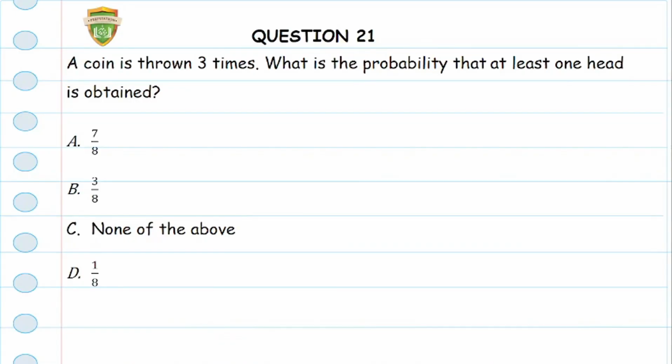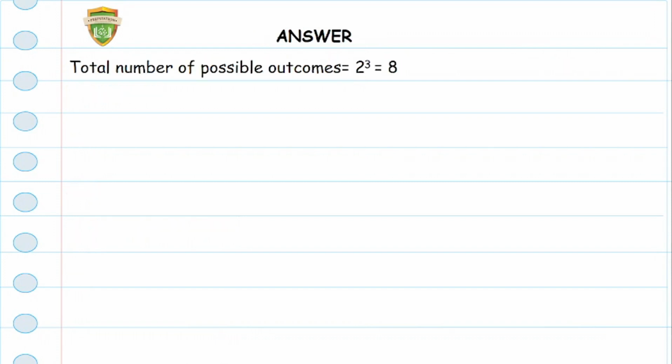Question 21. A coin is thrown three times. What is the probability that at least one head is obtained? Now we know that if the coin is thrown three times, a coin only has two sides, head and tail. So the total possible number of outcomes would be 2 to the power 3 because it's thrown three times. That means we're expecting 8 outcomes.